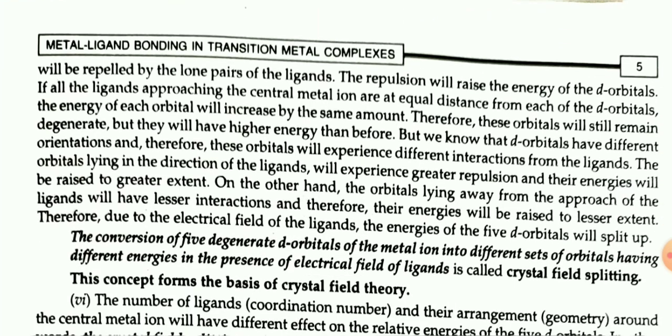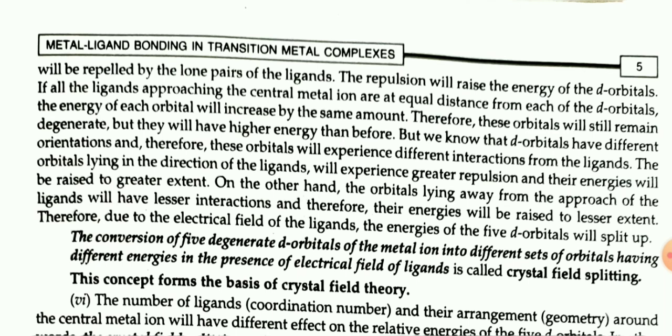The repulsion will raise the energy of the d orbitals. If all the ligands approaching the central metal ion are at equal distance from each of the d orbitals, the energy of each orbital will increase by the same amount. Therefore, these orbitals will still remain degenerate, but they will have higher energy than before.